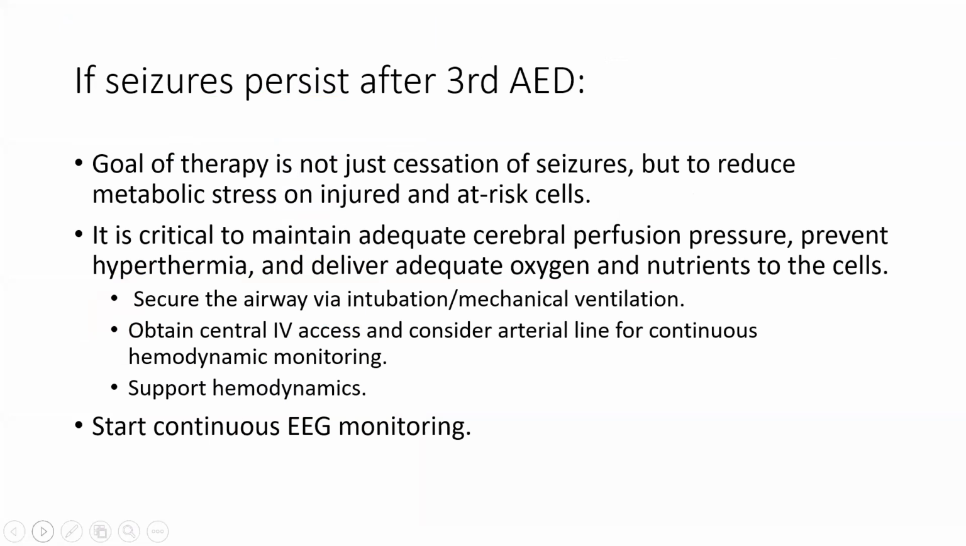So it will be very critical to maintain cerebral perfusion pressure. You want to prevent hypothermia and deliver adequate oxygen and nutrition to the cells. And how do we do this? This is by securing the airway with intubation and providing mechanical ventilation. You have to obtain a central IV access and consider an arterial line for hemodynamic monitoring. And you want to support your hemodynamics, meaning to support your blood pressures. Ideally, this should be in the pediatric ICU setting, in which case the pediatric ICU team needs to be involved.